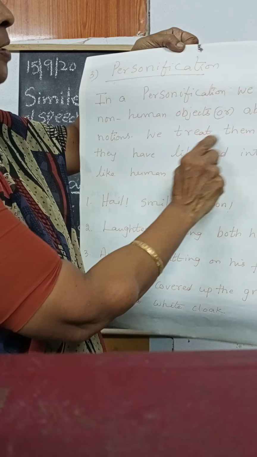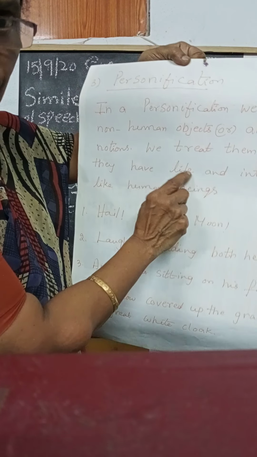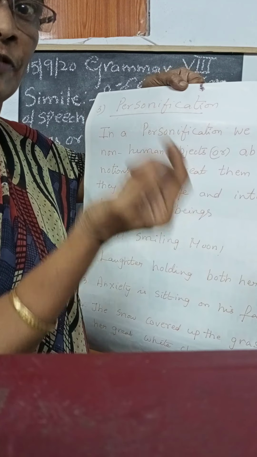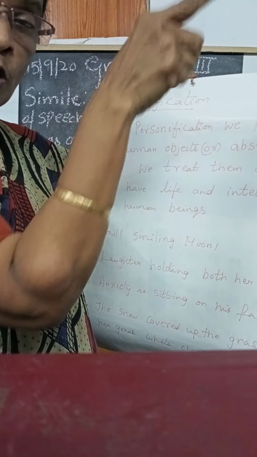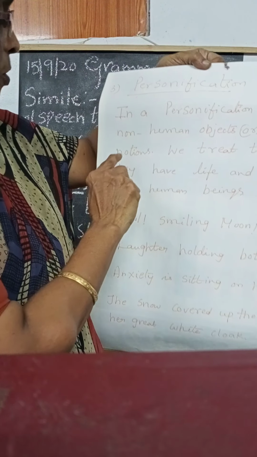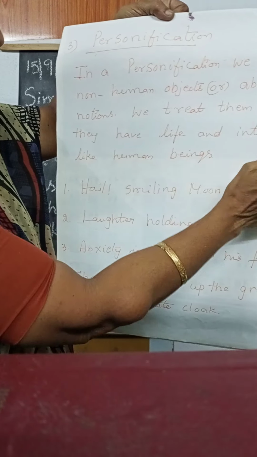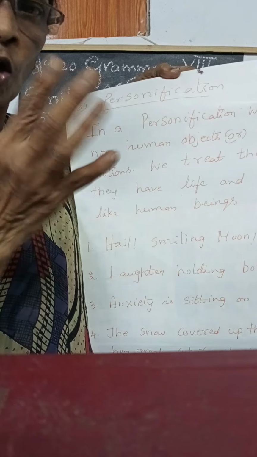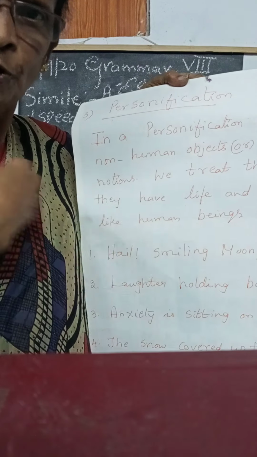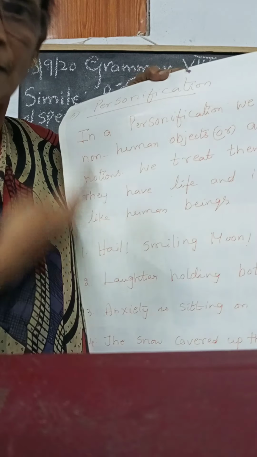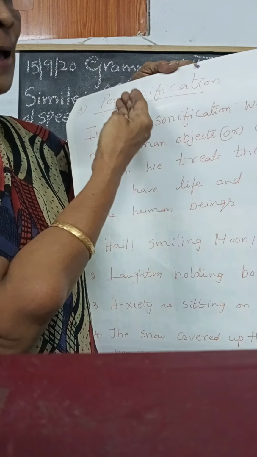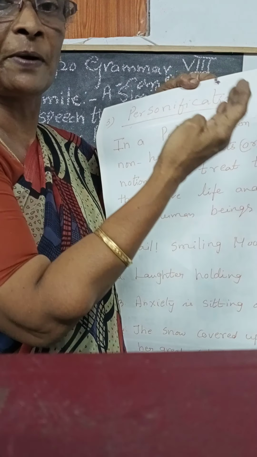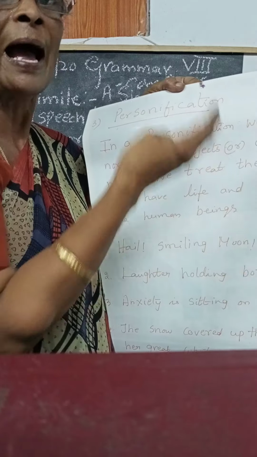We treat them as if they have life. For example, snow. Snow has no life, but we are thinking there is a life. Why? Because we are comparing it to a human being. So they have life and intelligence like human beings. We have sense organs, but non-living things do not. As if we treat them as a human being, as if they have life. That is known as personification. Personification means we describe non-living things and abstract nouns as a person.